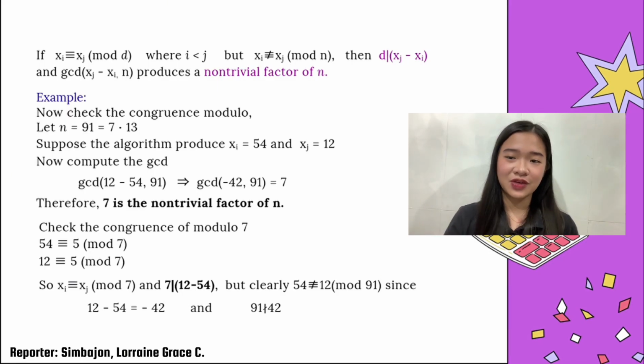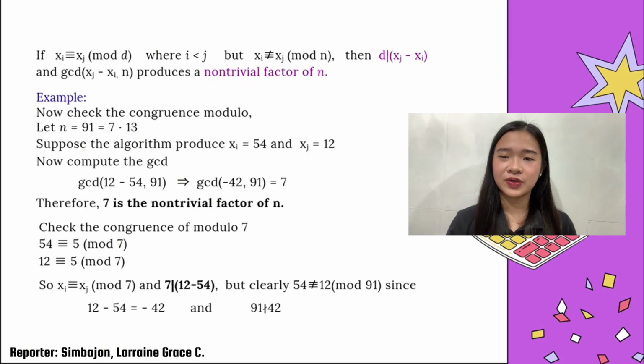Let n is equal to 91 with the factor 7 times 13. Suppose the algorithm produces x sub i is equal to 54 and x sub j is equal to 12. These numbers were obtained through the recursive formula. Now we compute the GCD. The statement above says that the GCD of x sub j minus x sub i and n produces a non-trivial factor of n. The GCD of negative 42 and 91 is equal to 7. Therefore, 7 is the non-trivial factor of n.